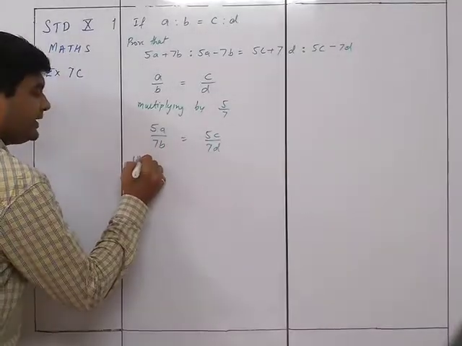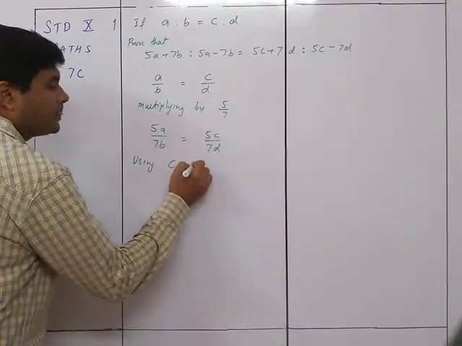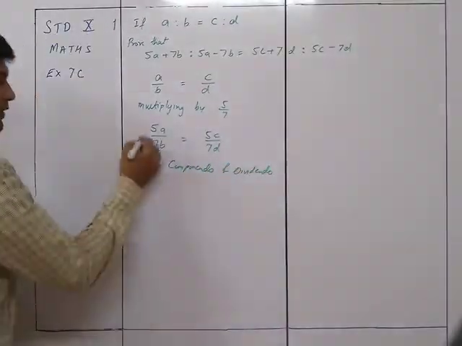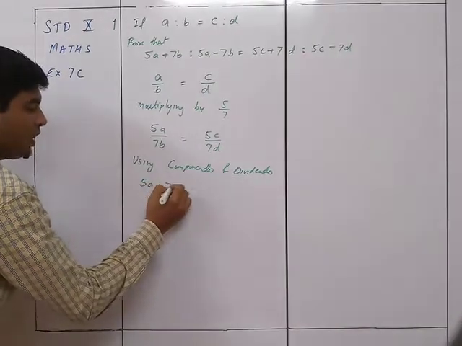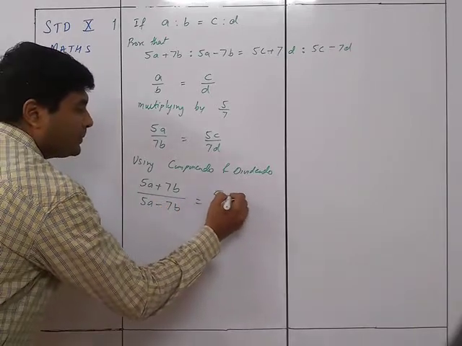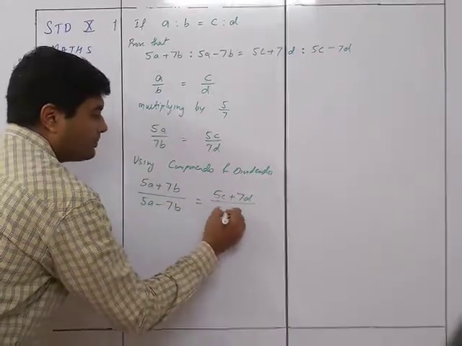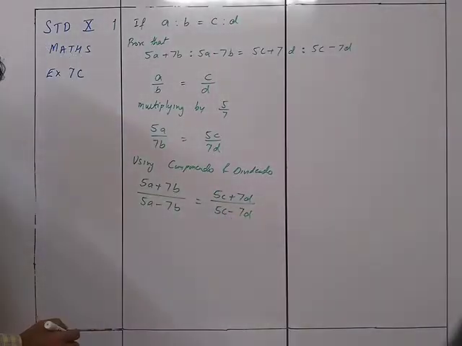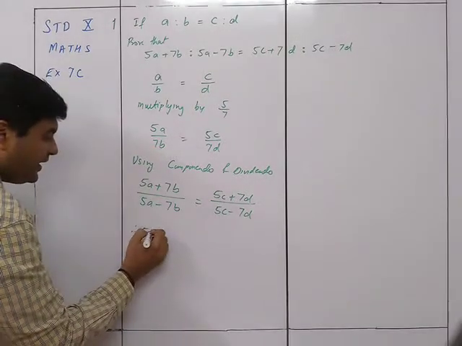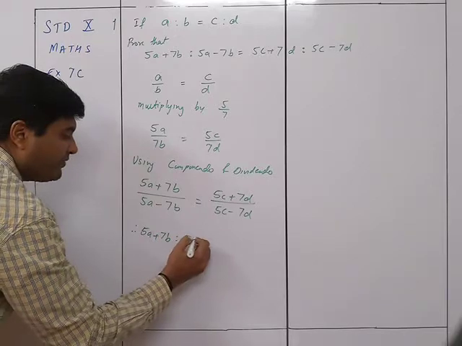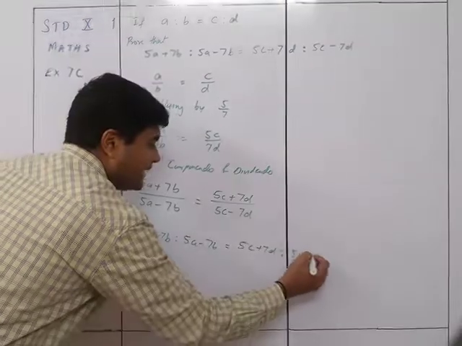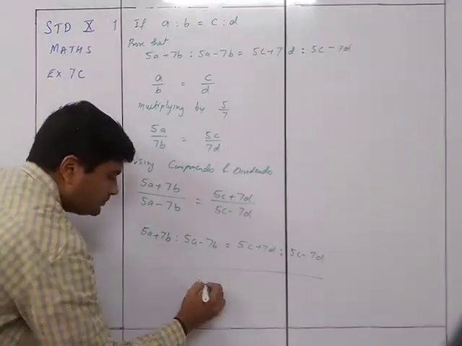Now, using componendo and dividendo, what will happen to this? It will be numerator plus denominator upon numerator minus denominator is equal to numerator plus denominator upon numerator minus denominator. That is what we required. So therefore, 5A plus 7B is to 5A minus 7B is equal to 5C plus 7D is to 5C minus 7D. Hence proved.